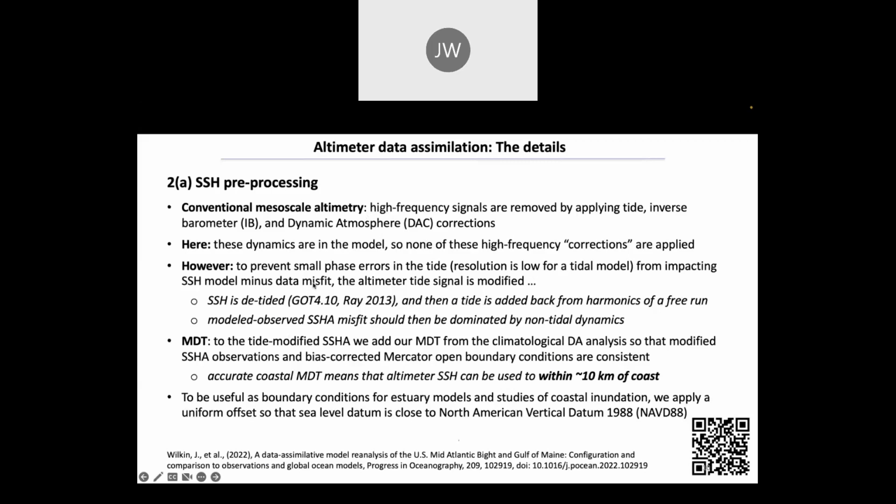One subtlety of what we do is we were concerned that small phase errors in the tide in our model, because it's low resolution for a tidal model, could dominate the model data misfit. So we do this funky business where we detide the altimetry, and then we add tide back in from the harmonics of a free run of our model. Then our hope is that the model observation misfit will be dominated by non-tidal dynamics, because we're trying to get that information into the model.